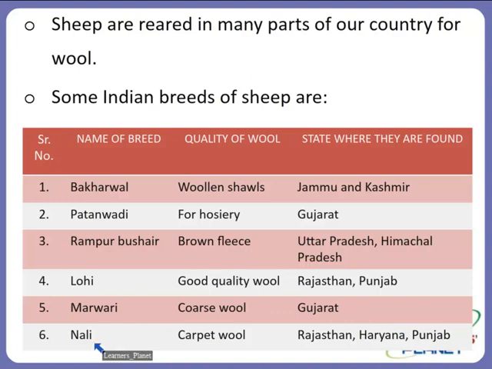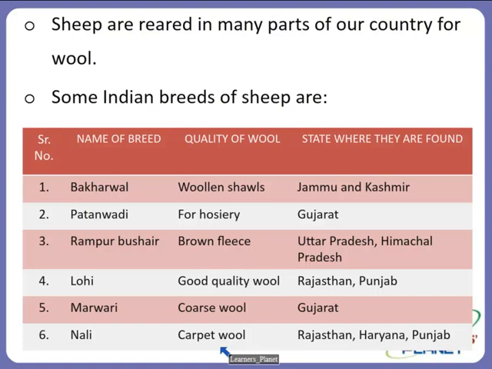And lastly, it's Nali. Nali is found in Rajasthan, Haryana, and Punjab, and it is famous for the carpet wool. It is used in making carpets and tapestries. Right, so this table gives us a list of Indian breeds of sheep and their quality of wool and the state in which they are found.